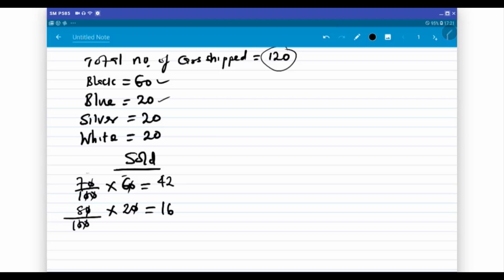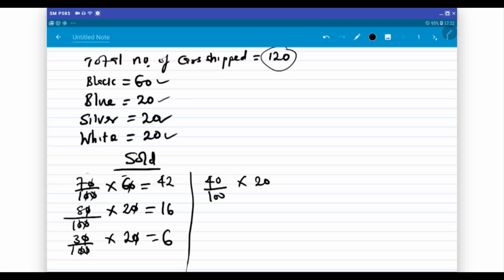The question says again that 30% of silver, that's 20 silver you have there. So this, I have 6, and I have 40% of white cars, 20. So this gives me 8. Okay, so all I need to do is, total sold will be 42 plus 16 plus 6 plus 8.